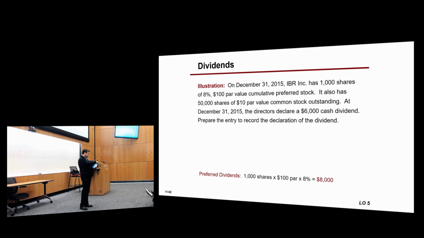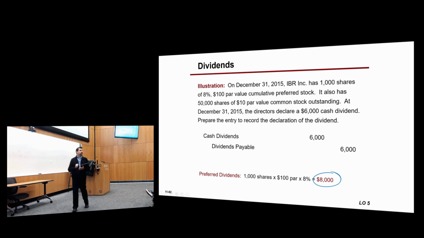In this example here, we have preferred dividends. Every year, 1,000 shares multiplied by $100, and it is 8%. So every year they are entitled to $8,000. So for the first year, how much does the preferred stock get? All the 6,000, and they still have 2,000 in arrears.